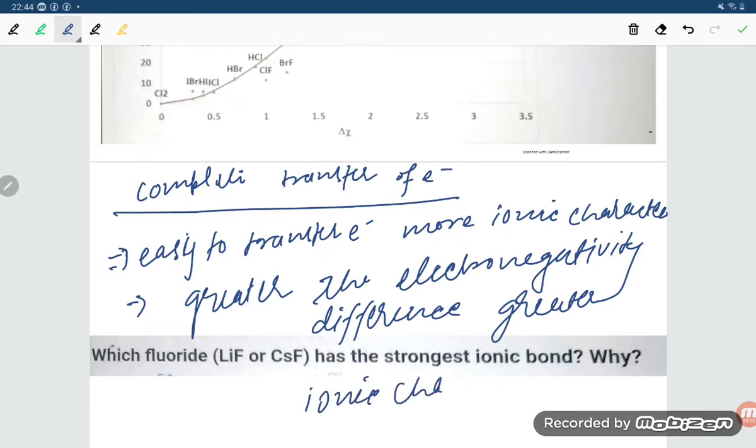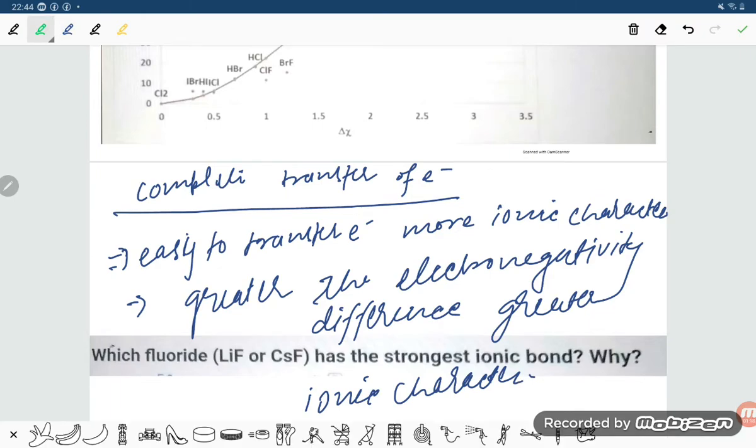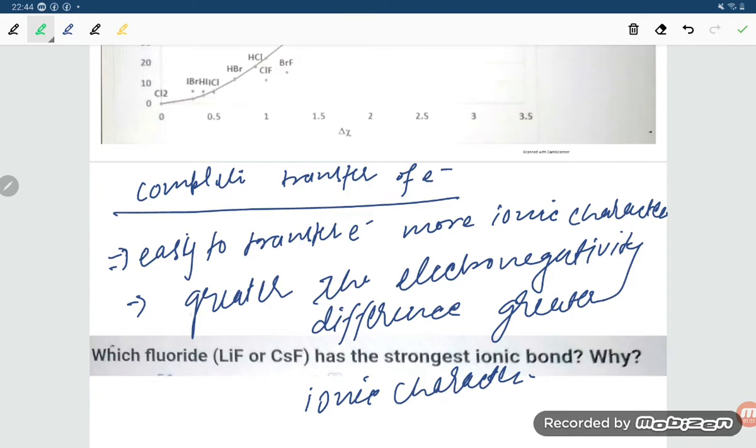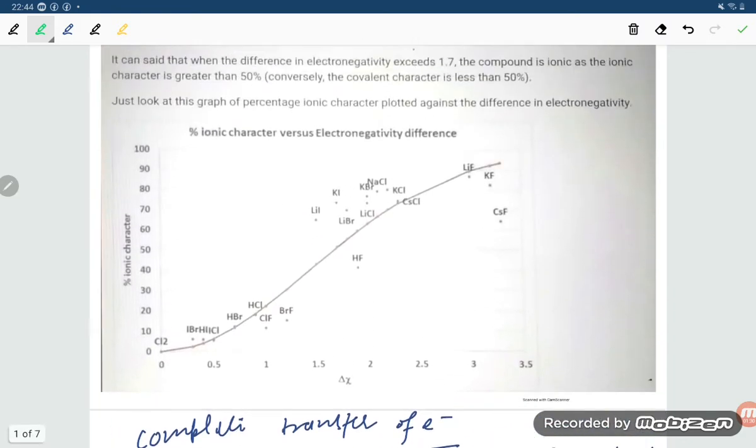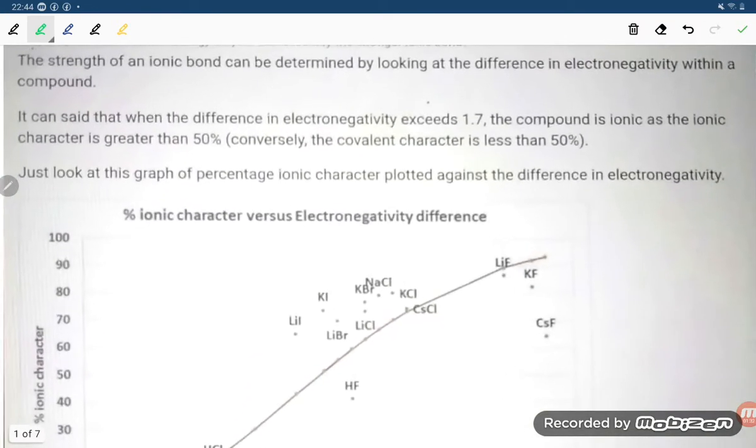This is our heading, the main rule. If there is more difference in electronegativity of the metal and non-metal, the ionic character will be more. So the greater the electronegativity difference, the greater is the ionic character. Let us read out the slide to understand it properly.